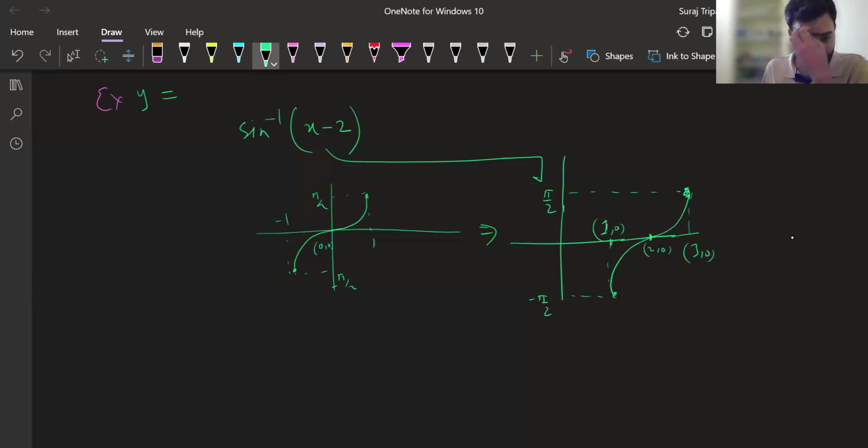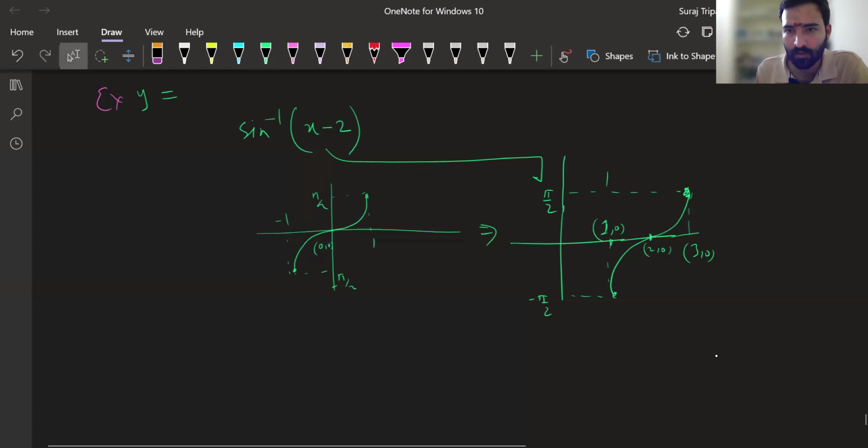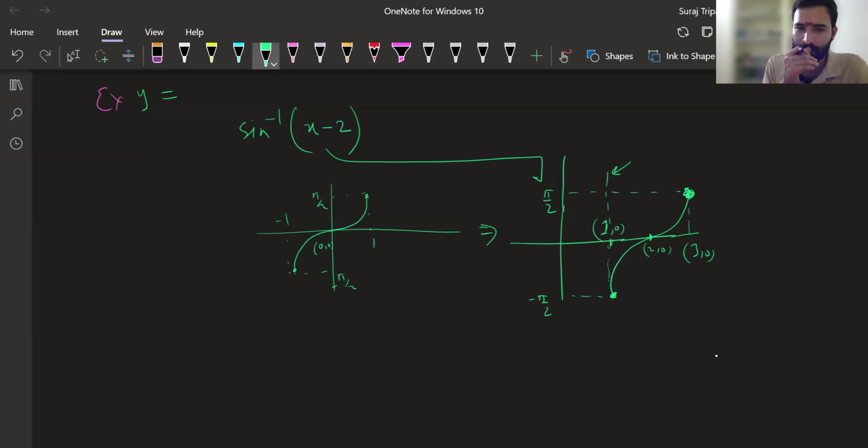Yes, correct. See these lines, if you draw a line like this one, these lines are not asymptotes because the graph is stopped here. It is not going towards infinity. These are just helping lines. Now next one.